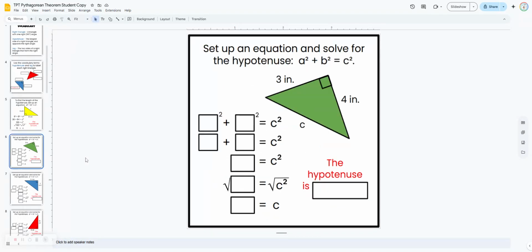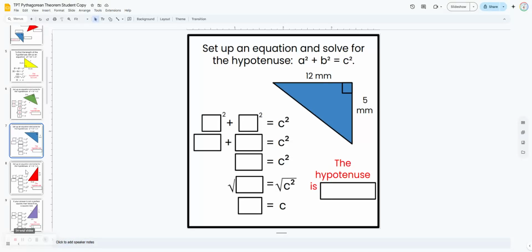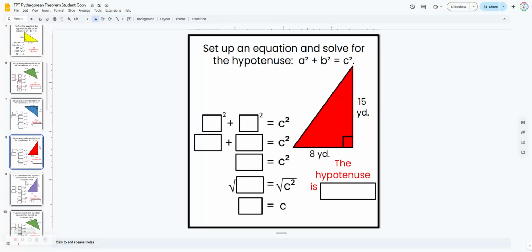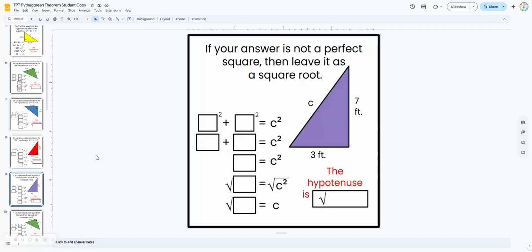So students have several examples. You can go through some of these together and then let them solve some on their own. Here we have the legs, which are 3 and 4, so I have 3 squared plus 4 squared equals c squared. That gives me 9, and they're just going to type these in. Combine like terms. Take the square root of both sides, and they get their missing side of 5 inches. They're going to do the same thing on the next couple of slides. When they get to slide 9 and 10, they're going to find that they can't actually take the square root of this number, so this will be their answer. It will just be a square root.